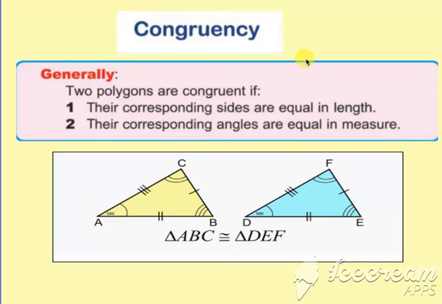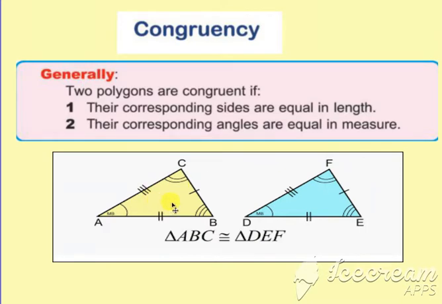It's about congruency. What is the meaning of congruency? Generally, two polygons are congruent if their corresponding sides are equal in length and their corresponding angles are equal in measure. What does this mean?